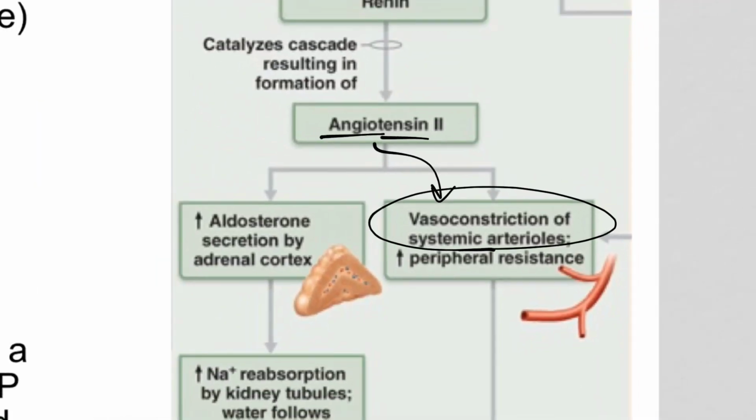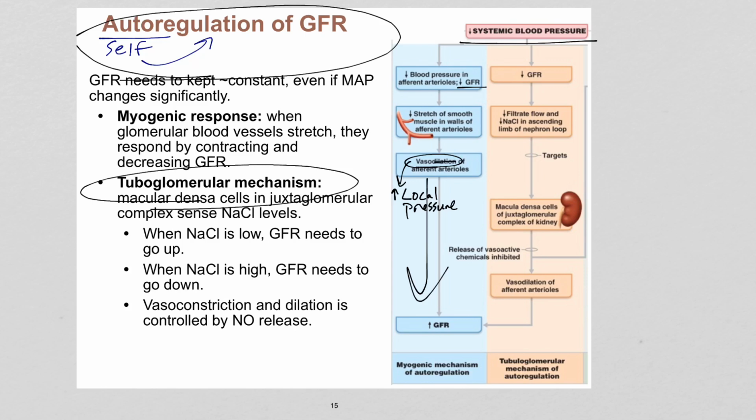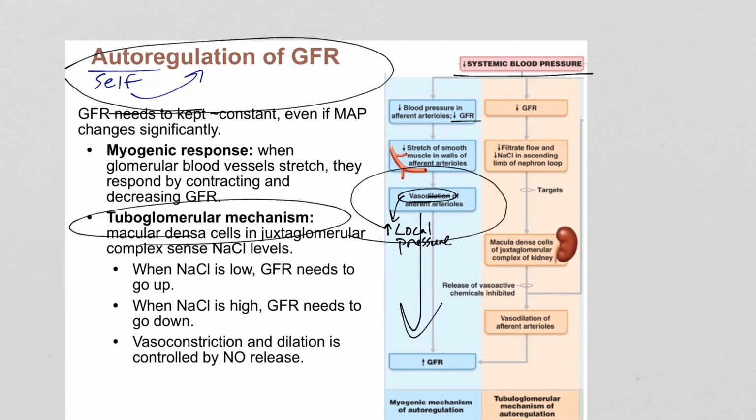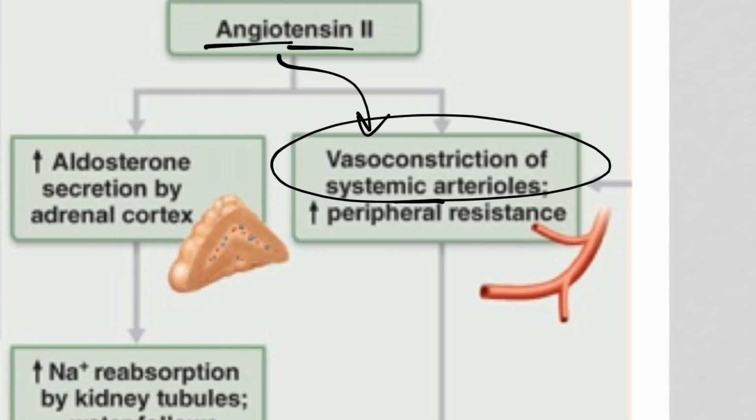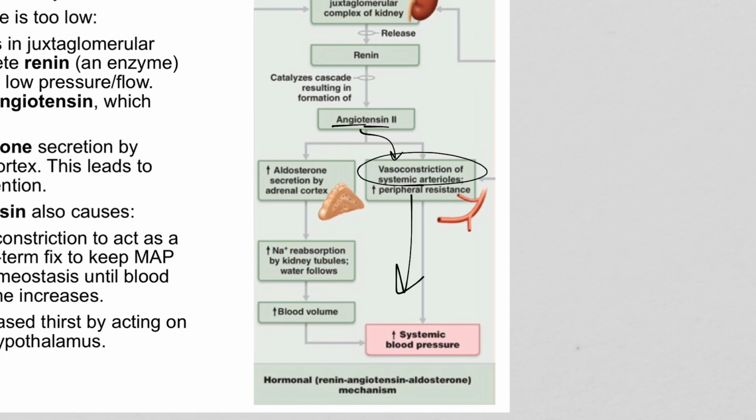This is not vasoconstriction of the afferent arteriole like we were doing back here, right? This is a local thing. It's autoregulation. This is systemic. You're constricting arterioles all throughout the body. The goal is get blood pressure back up because you know that systemic vasoconstriction increases mean arterial pressure, right?